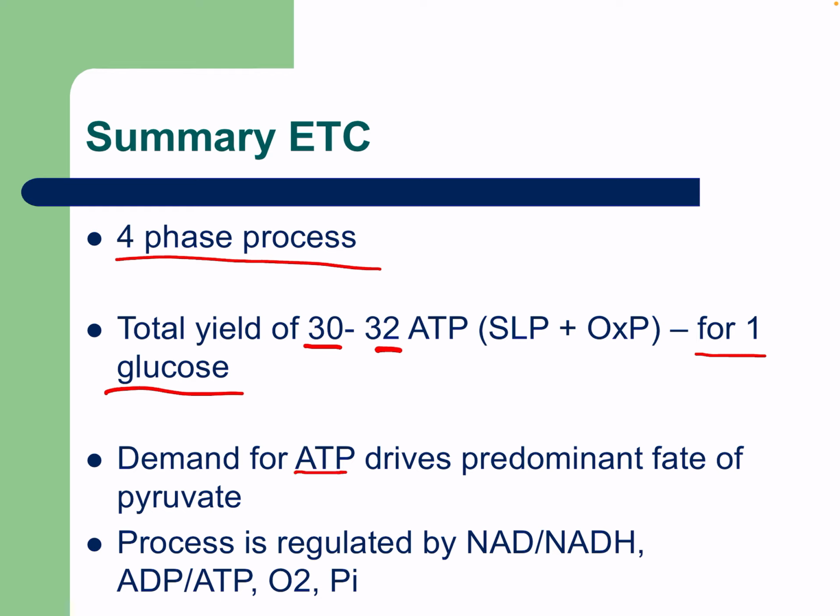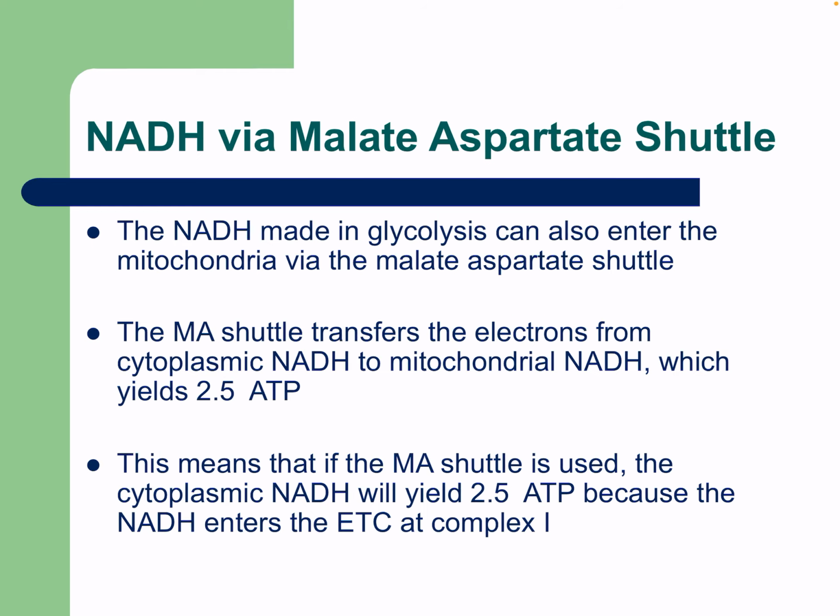Demand for ATP drives the predominant fate of pyruvate. Remember, pyruvate is at a crossroad, which is an important step in our metabolism. This process is regulated by the NADH to NAD ratio, the ADP to ATP ratio, O2, and inorganic phosphate. I think this slide got mixed up, but as I mentioned, there's the malate aspartate and also the glycerol phosphate shuttle.